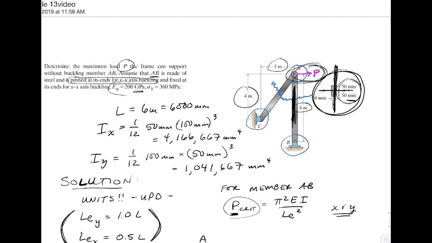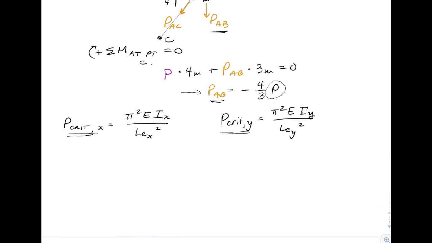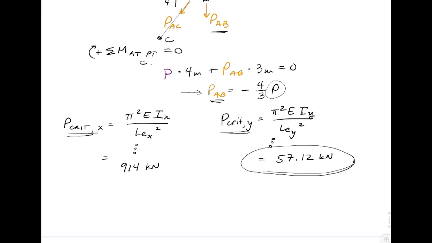We'll also have to play with E, where E is equal to 200 gigapascals, and a gigapascal is a kilonewton per millimeter squared. So we've got all the values that we need, and so plugging all of those in and doing the math, you'd end up with P critical about the x-axis, which would be 914 kilonewtons. P critical about the y-axis would be 57.12 kilonewtons. So this is going to govern. This is the smallest of the two buckling loads.